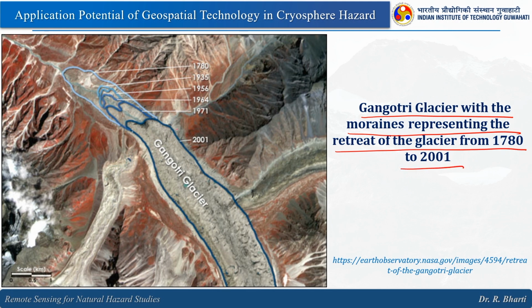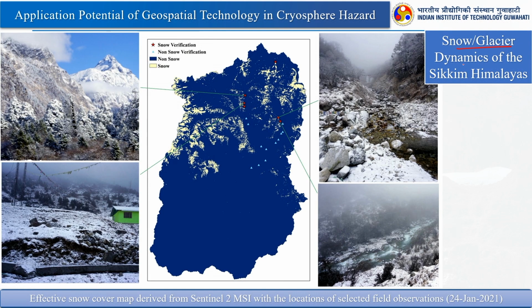And it is very important. We all know that Gangotri Glacier is the source of Ganga, right. So here we need to have a very close monitoring of this particular glacier retreat. This example is for the snow glacier dynamics of the Sikkim Himalayas, where again we have used the remote sensing data products, and then those were validated, the classification results were validated using the field information, right.